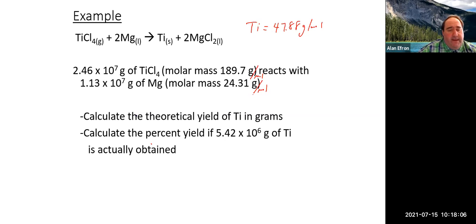So first off, we want to make sure we understand what's going on here in this problem. We are given the grams of TiCl4, and we're also given the grams of magnesium. So we're really given the grams of both of our reactants, and because we are given the grams of both of them, we definitely could get to the moles of both of them. And because we could get to the moles of both of those, that pretty much tells us that this is a limiting reagent problem.